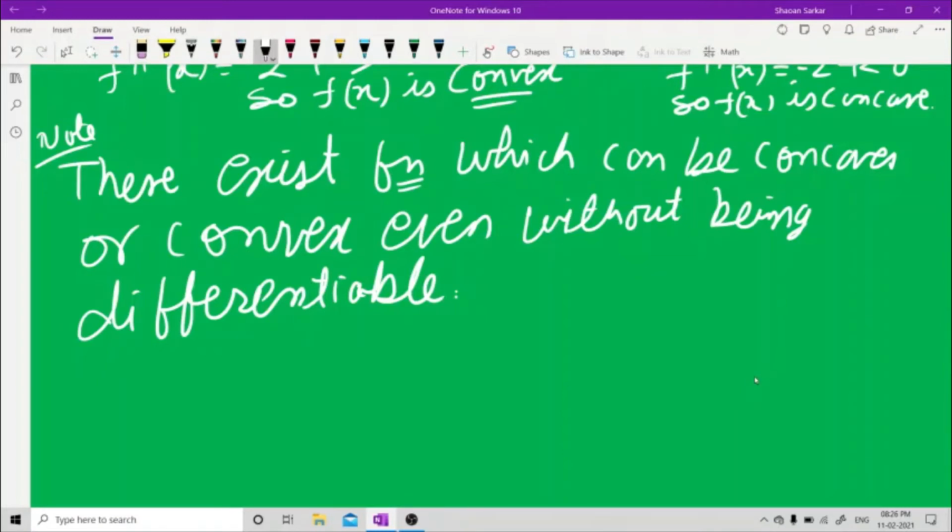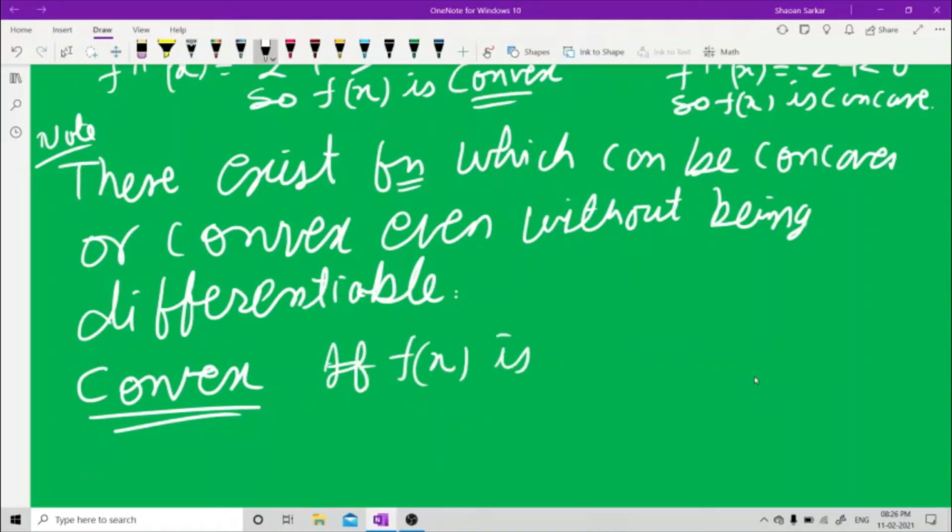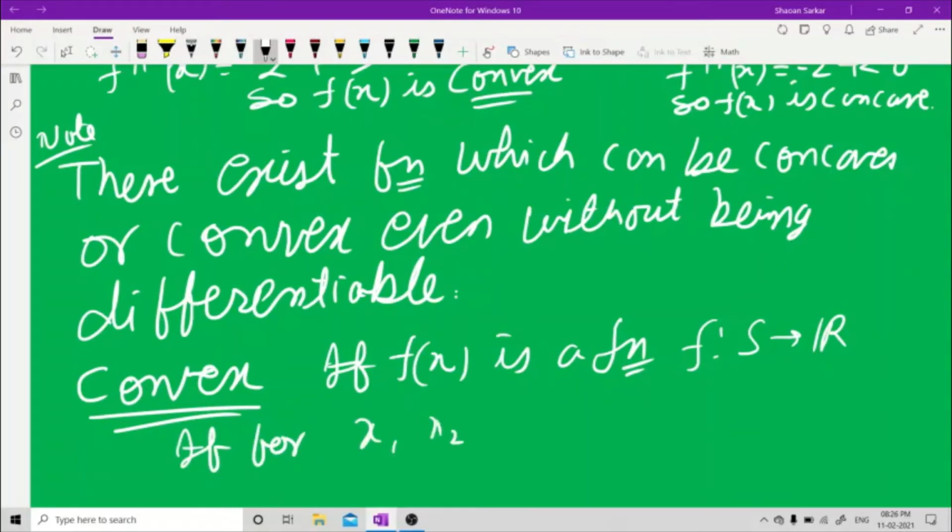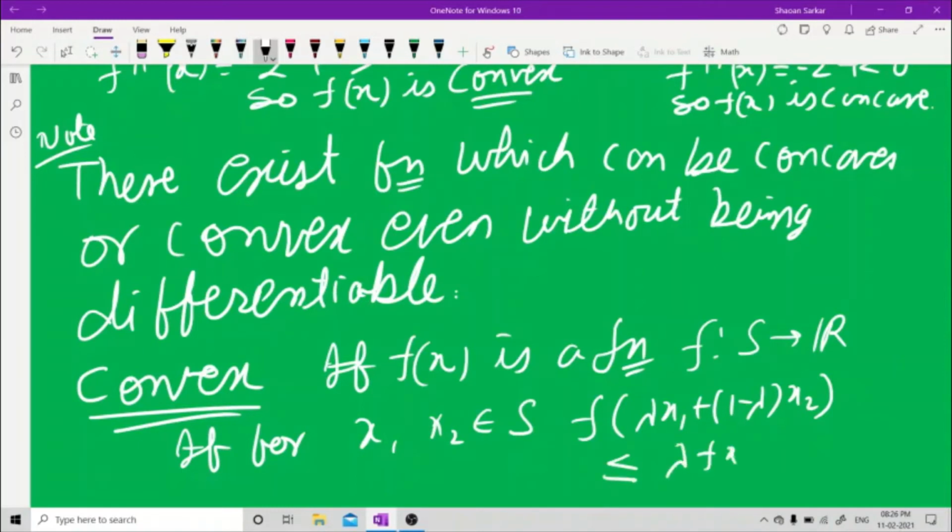First let me tell you the definition of a convex function. Say if f(x) is a function from a set S to R, the real number line, if for any two points x1, x2 belonging to S, f of lambda x1 plus 1 minus lambda x2 is less than or equal to lambda f(x1) plus 1 minus lambda f(x2).